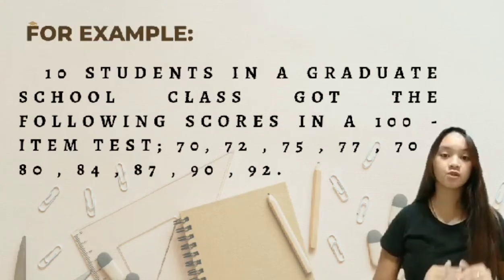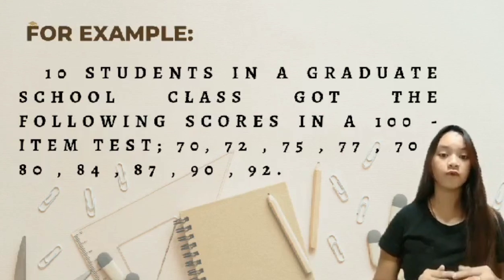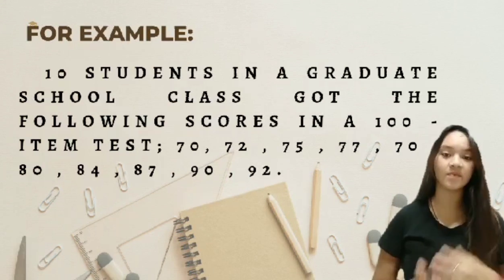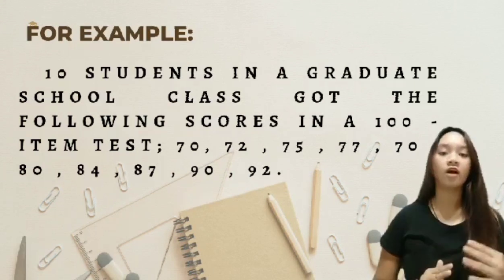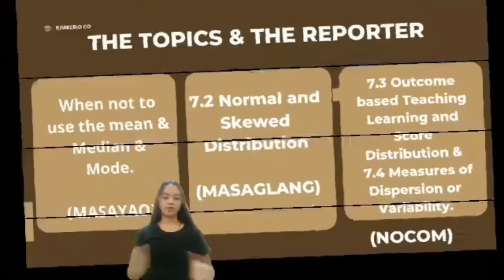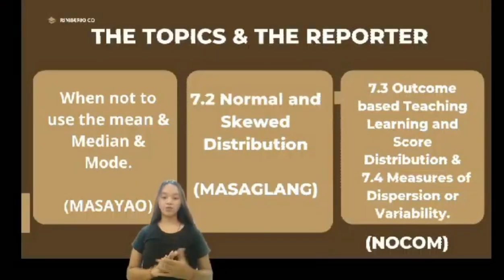There are 6 scores below the average score, which is the mean of the group: 70, 72, 75, 77, 78, and 80. And there are 4 scores above the average score of the group, which are 84, 87, 90, and 92. So that's it. And now I will introduce my colleagues in chronological order.